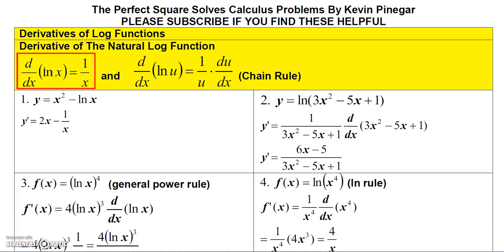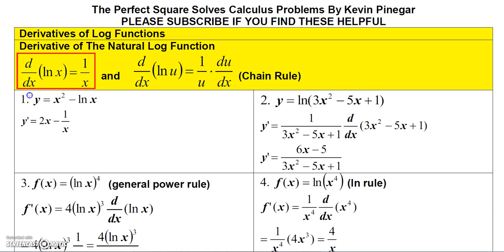The derivative for just the natural log of x with respect to x is simply 1 over x. So if you have to find the derivative of natural log of x with respect to x, that's 1 over x. So an example of that, I'm just going to give you one example here.